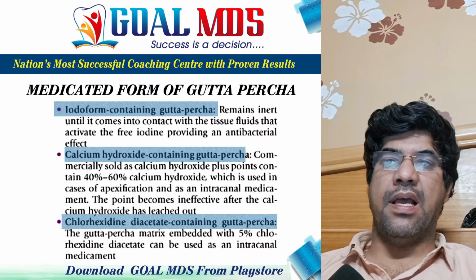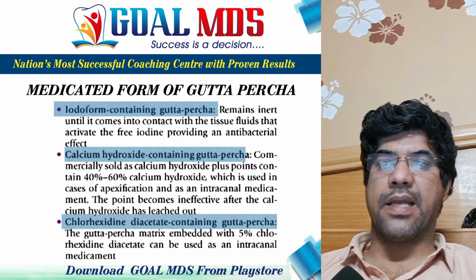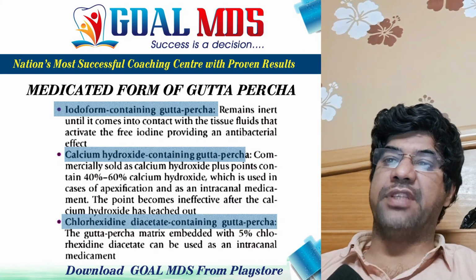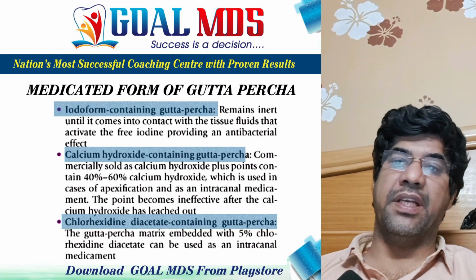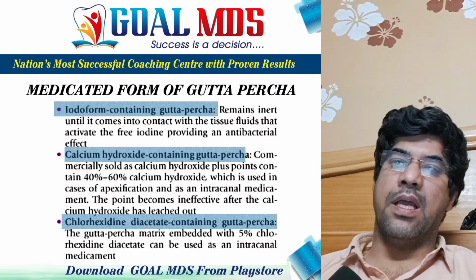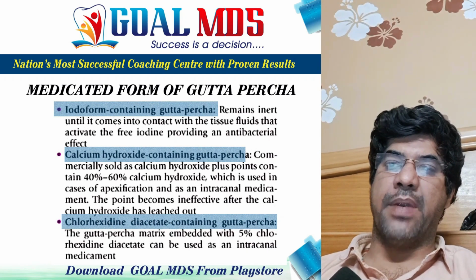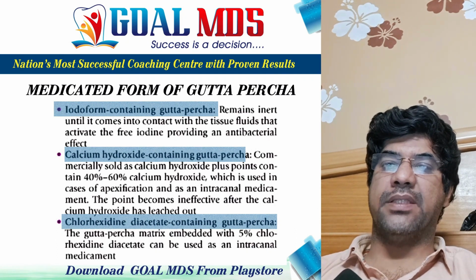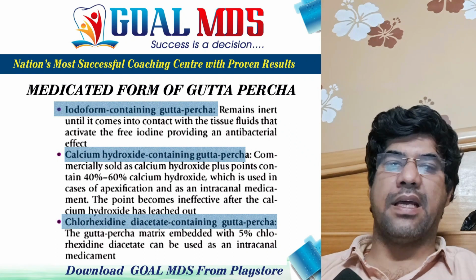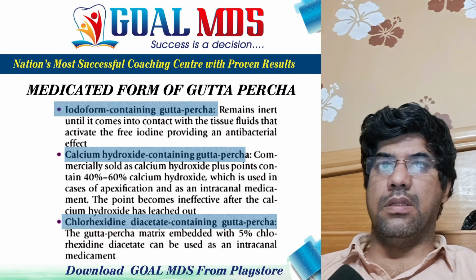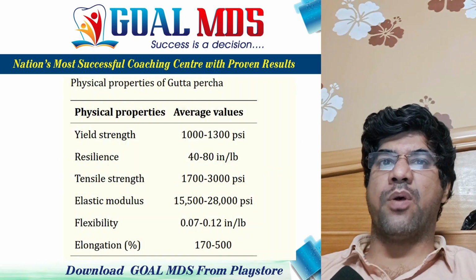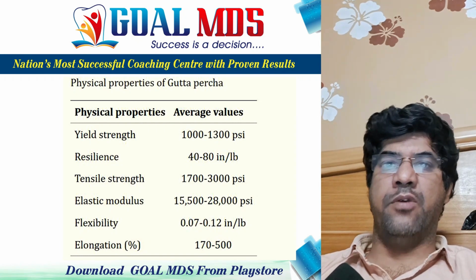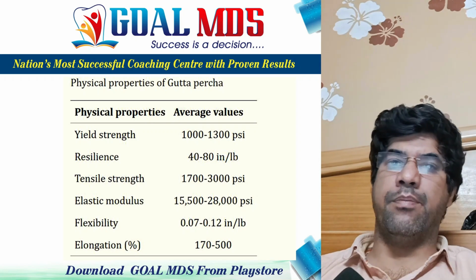Iodoform Gutta Percha will have an antibacterial effect. The calcium hydroxide containing Gutta Percha will contain 40 to 60% calcium hydroxide. They are used in cases of apexification and as an intracanal medicament. The chlorhexidine containing Gutta Percha can be used as intracanal medicaments. These are the physical properties of the Gutta Percha. The values can be asked in your entrance exam.